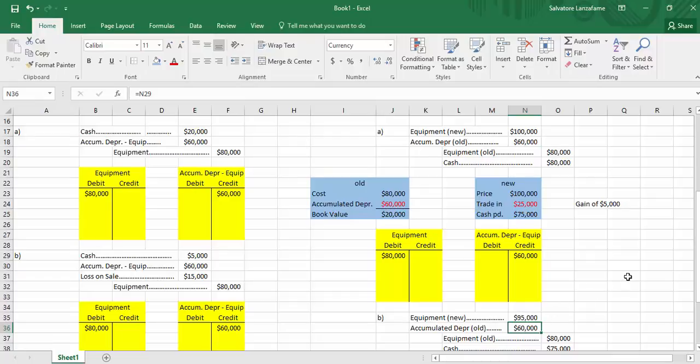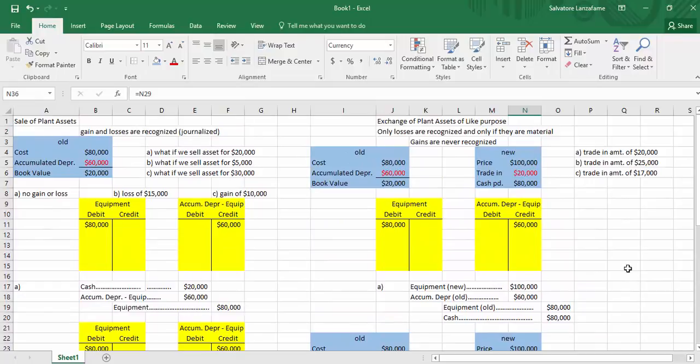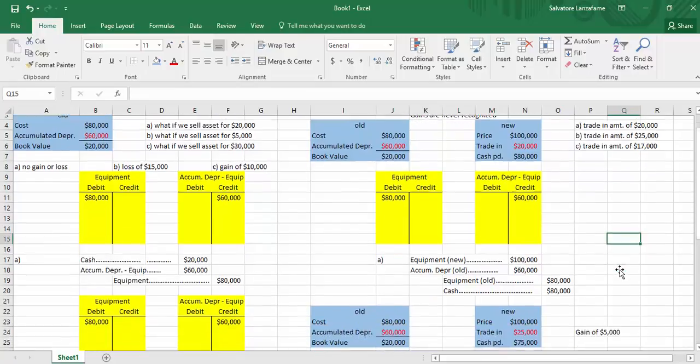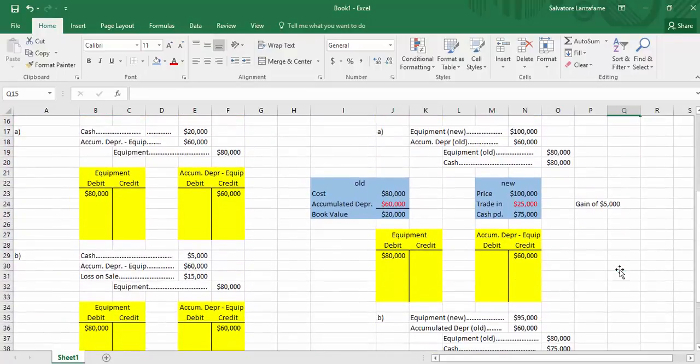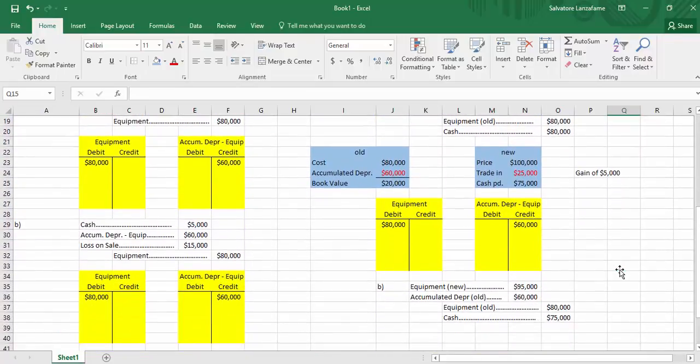In other words, if you remember right from the beginning of this video, I had mentioned to you that gains are never recognized when you have exchanges of plant assets of like purpose. You only show the losses. So that's actually a good thing, because if you show a gain, you have to pay taxes on it. So we actually get a tax break by not having to show the gain.